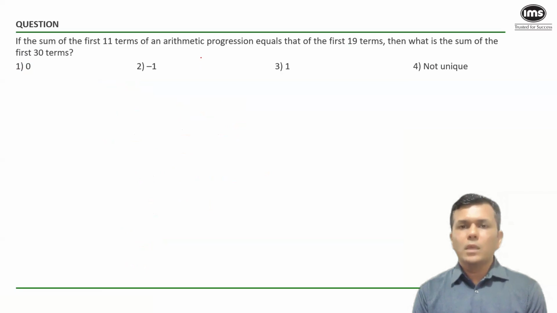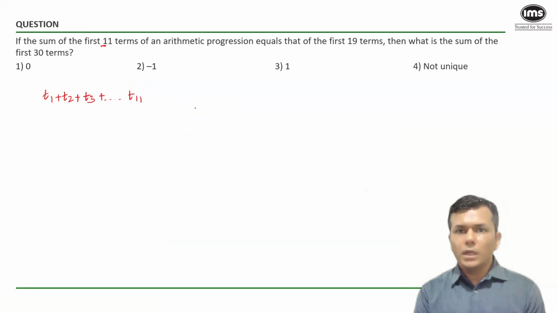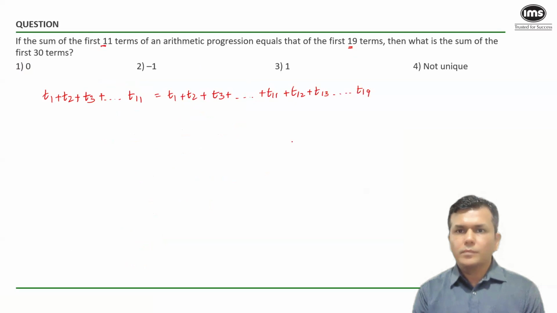Now let's try to look at the same question in a slightly different way. So we have been given that sum of first 11 terms, what is that? T1 plus T2 plus T3 up till T11. This is the sum of first 11 terms. And that is equal to summation of first 19 terms. So that's equal to T1 plus T2 plus T3 up to T11 plus T12 plus T13 up to T19, right?